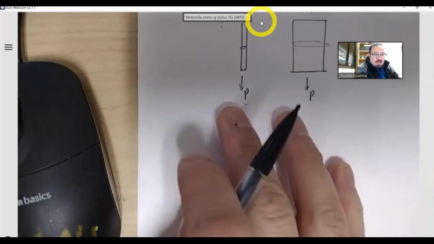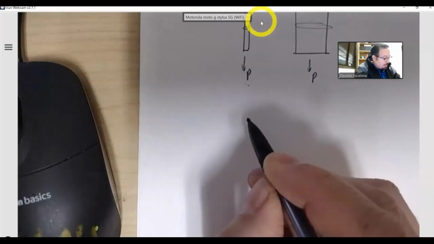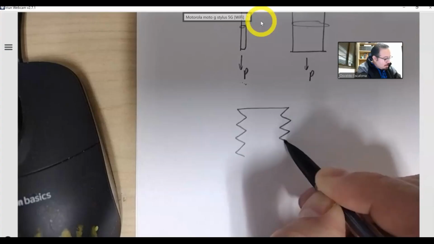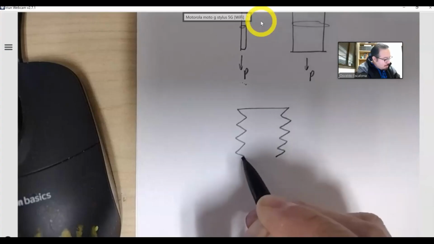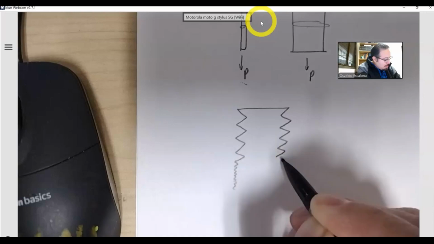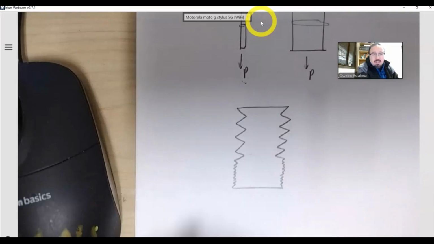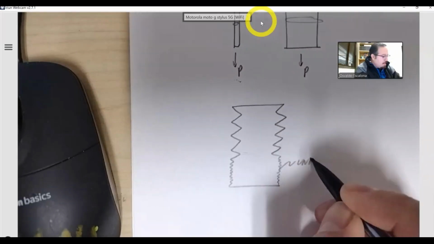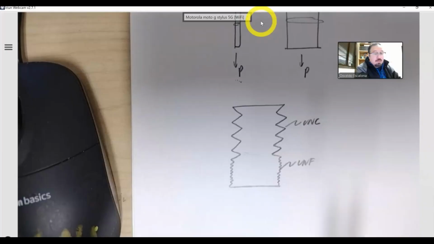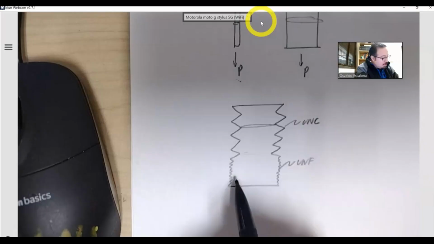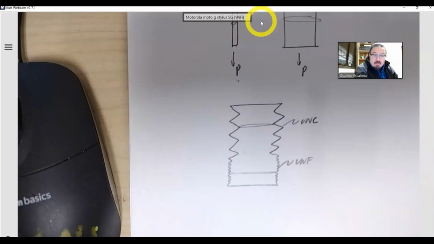Now, if we use this kind of thinking in terms of the threads, I'm going to draw them right next to each other: this one, and then the other one that looks like this. I have both of the areas right next to each other. This one is the Unified National Fine, and this one is the Unified National Coarse. You will notice that the Unified National Fine has more area in comparison to the Unified National Coarse. Because it has more area, it has the least amount of stress applied internally.